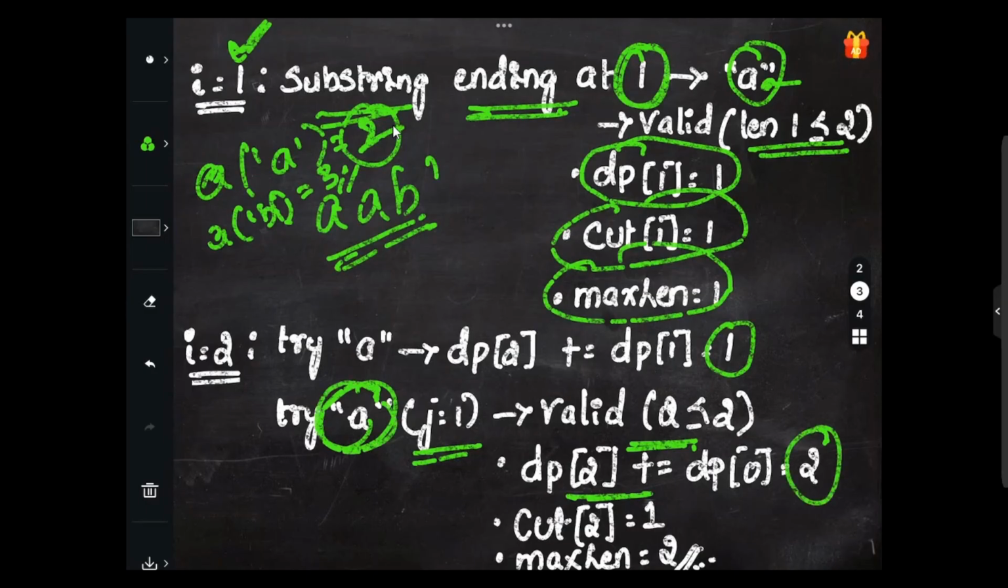When we try for 2, we have tried for 1 already. This time we are going with a 2, so we have 2 here, right? So we will be going with 2 plus 0. dp of 0 is nothing but we'll be considering 0. 2 plus 0 will lead us to output 2. So cut of 2 remains 1, and for the maximum length, we are considering double A, right? So this time we are incrementing the maximum length to 2. As we are going with double A, the maximum length is incremented, and this will be 2.